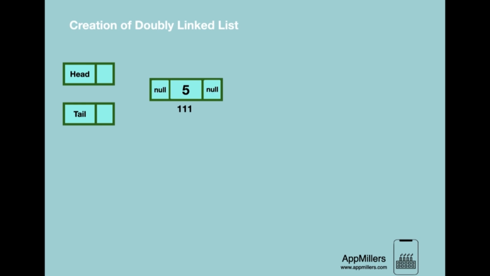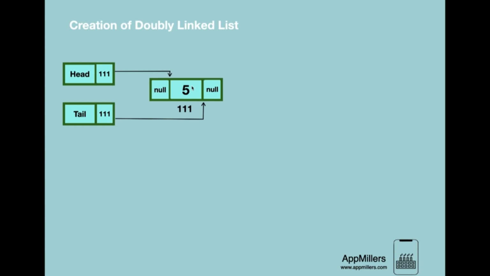So then we need to connect head and tail to this node. We know that the physical address of this node in memory is 111, so we will set the head reference to 111. By setting this to 111, it creates a link between head and this node over here. Then the next step is we need to create a link between tail and this node. Once again, we will update the tail reference with the physical location of this node, which is 111. So by updating tail, we are creating a connection between tail and this node over here.